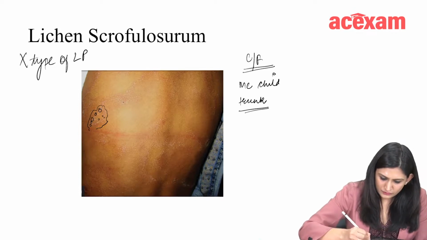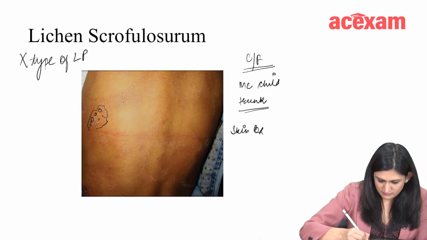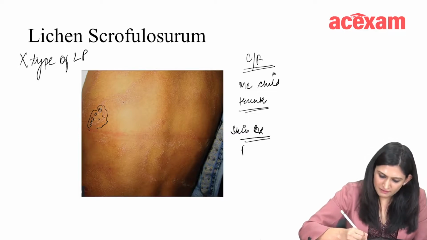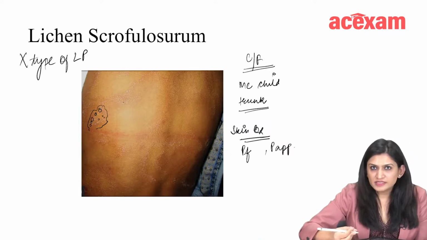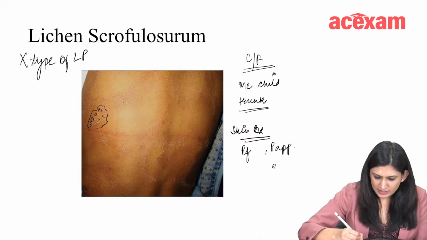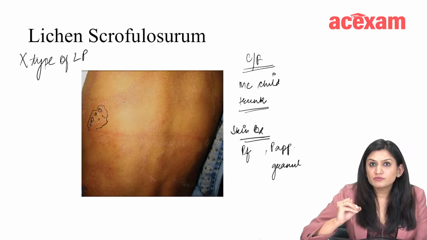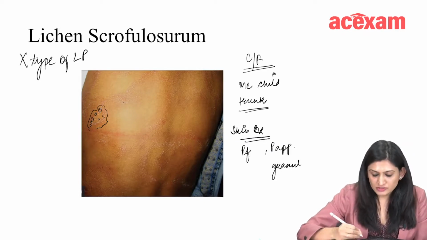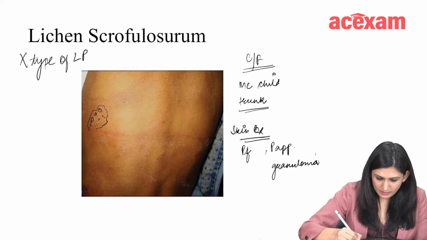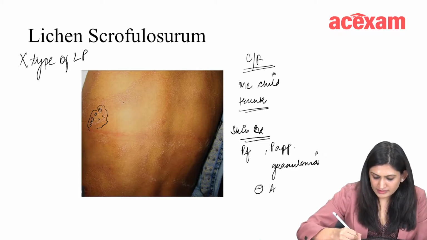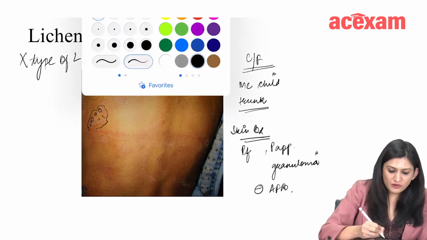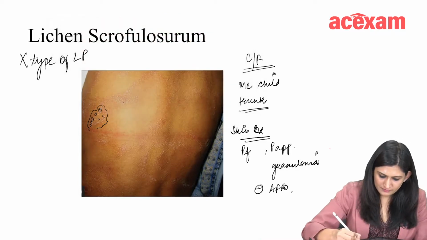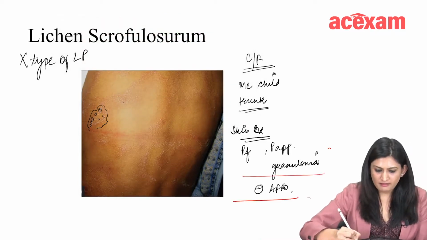If you do a skin biopsy, then what do you see? You see perifollicular and periappendageal granuloma. So it's a type of TB, a tuberculid. So you'll see granulomas. But because it's a tuberculid and not a true TB manifestation, it will have absent acid-fast bacilli. So absent acid-fast bacilli, but there would be granulomas present in a perifollicular and periappendageal manner. This is a question that was recently asked.